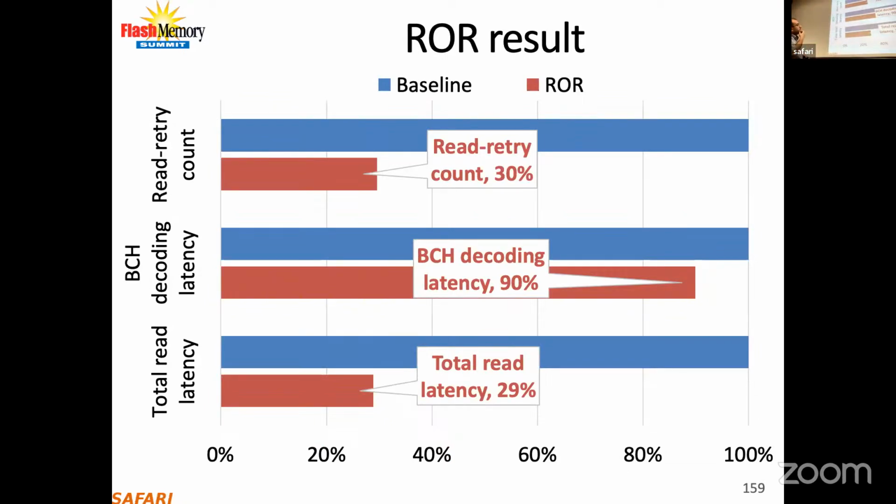Using this technique, which we call ROR, we can reduce the number of read retry counts by 70%, which is a lot. And the ECC decoding latency has also been reduced. In the end, as a result of the lower read retry count and lower latency in ECC, overall we have lower total read latency.